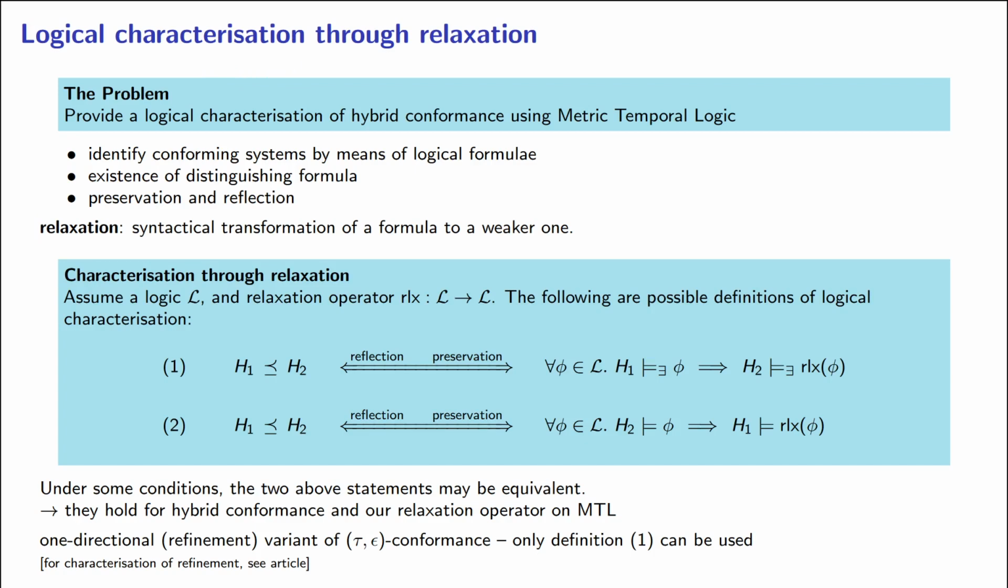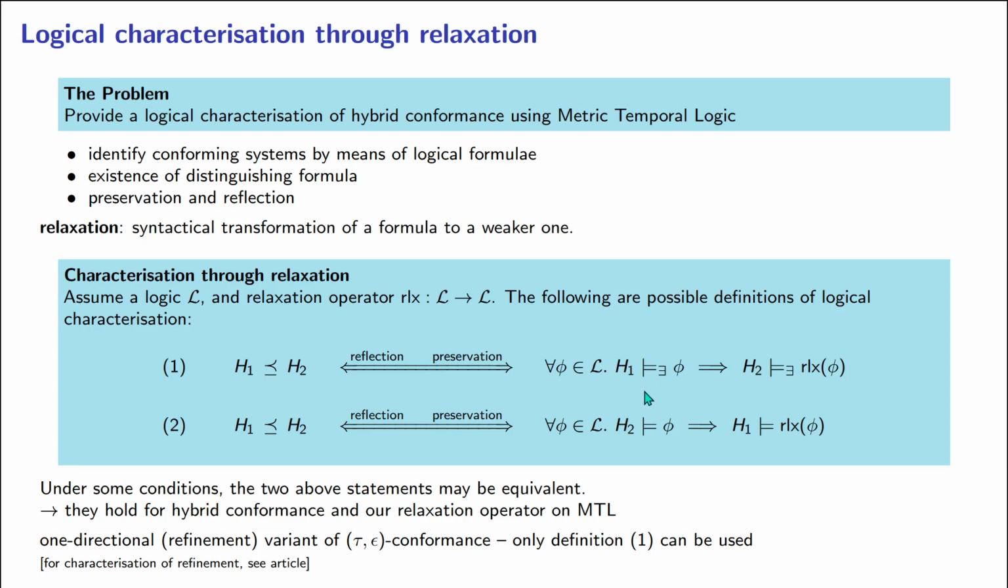Relaxation is basically a syntactic transformation of a formula to a weaker formula. If we have such a relaxation operator, then the idea is that we have characterization if, firstly, when a system is conforming, then we have preservation of formulae under relaxation. And secondly, if there is preservation under relaxation, then it must imply conformance, the reflection property. Here we can use either existential or universal interpretation of the satisfaction relation.